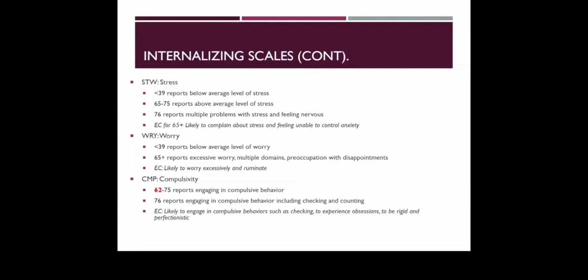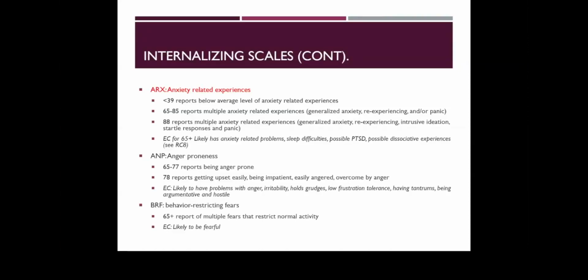Additional RC7 facets of the internalizing domain: anxiety-related experiences, anger proneness, and behavior-restricting fears. So again, slightly new from the RF. They've separated out some components of anxiety, stress, and worry from each other, and they don't have multiple specific fears. They only have behavior-restricting fears. So in this case, only anxiety-related experiences interprets low and high. And so low, below average levels of anxiety-related experiences versus increasingly high levels. Anxiety-related experiences is now such a narrow construct that it is really related to specific anxiety disorders, anxiety-related problems, sleep difficulties, possible PTSD. The higher it gets, it might even be dissociation, but then you look at RC8 to help you there. Anger proneness and behavior-restricting fears, again, are purer and more narrow constructs related to RC7.